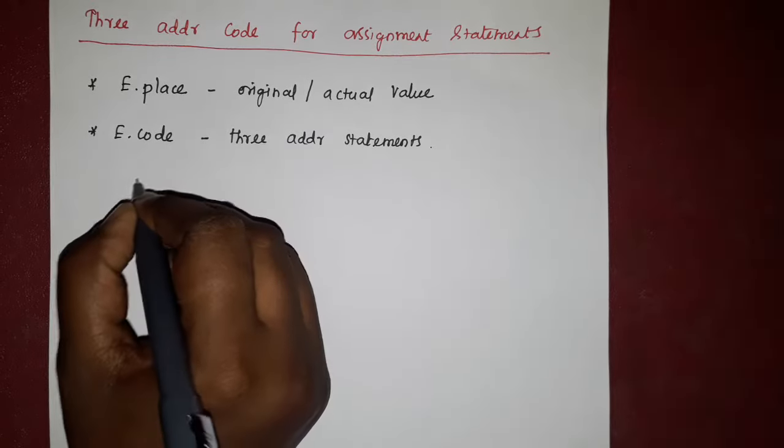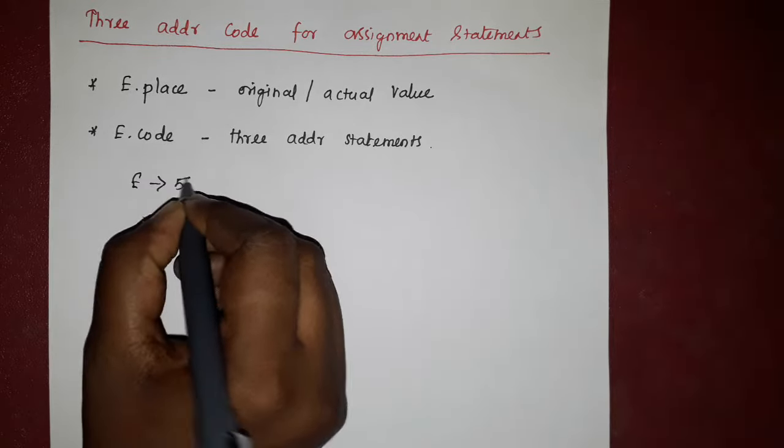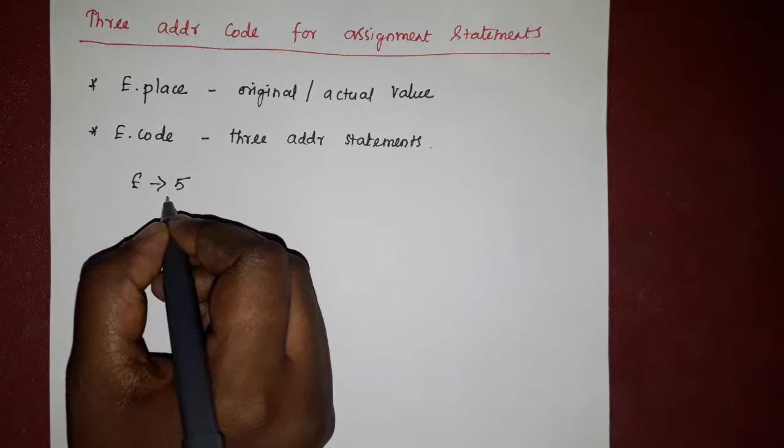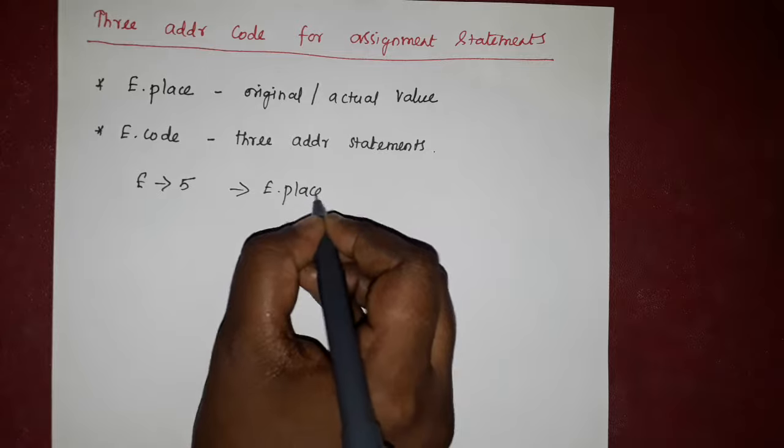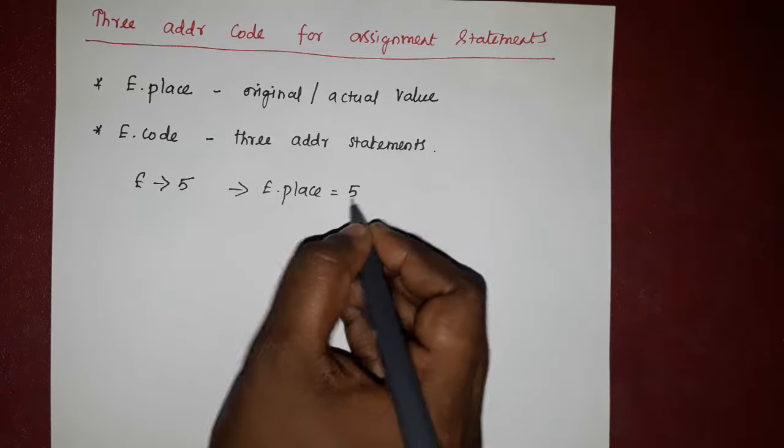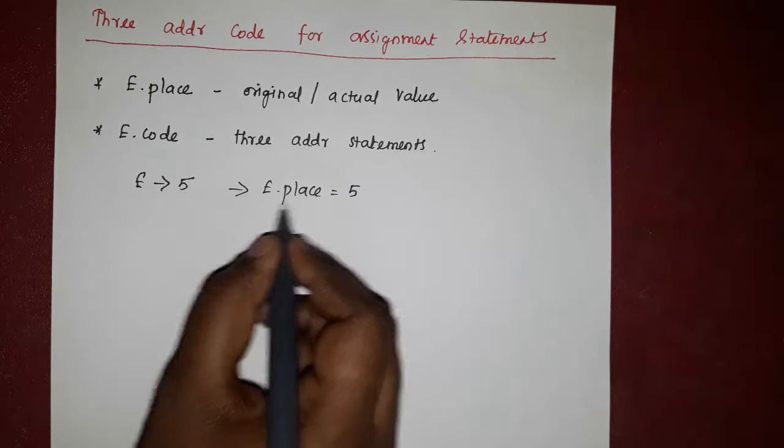For example, if we take E tends to 5, this is the expression, it holds the value 5. So e dot place here is equal to 5, because it holds the original or actual value. So this is e dot place.